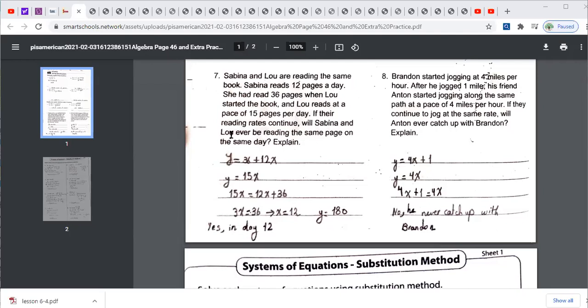Will Sabina and Lo ever be reading the same page on the same day? Which means we can find an ordered pair that satisfies the two equations together, or we can't find one. In this case, did we find an ordered pair as a solution or not? Yes, we did, which is 12 and 180. So she can read 12 pages per day.